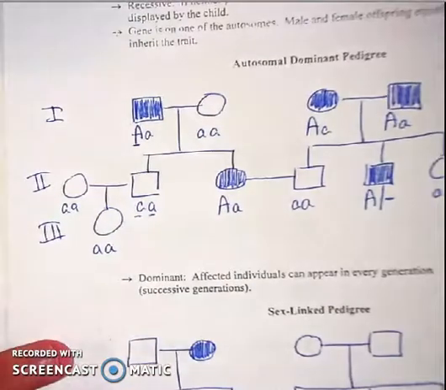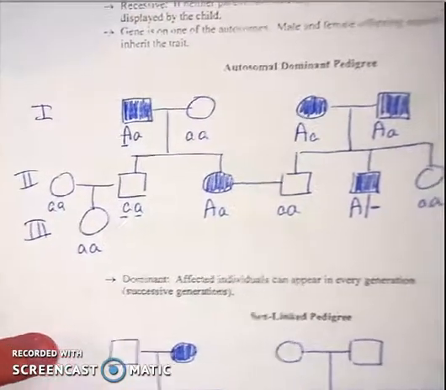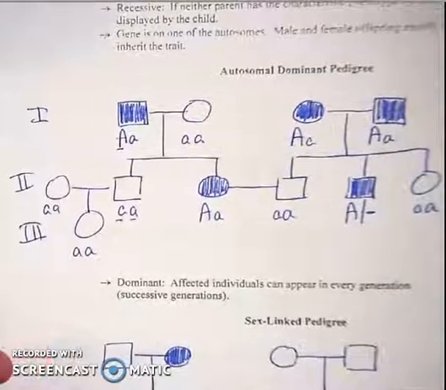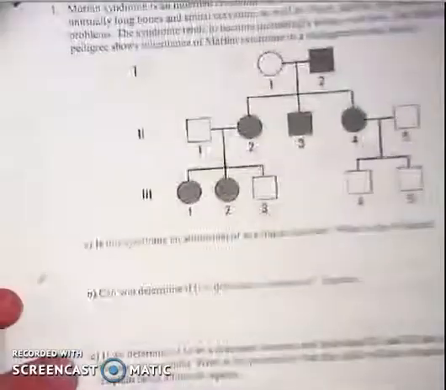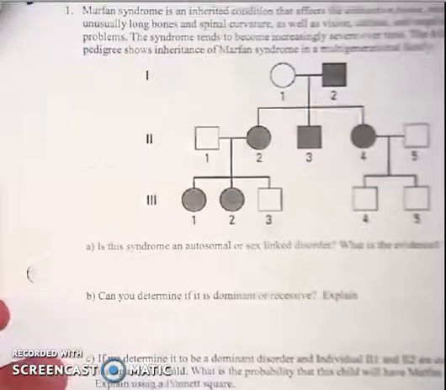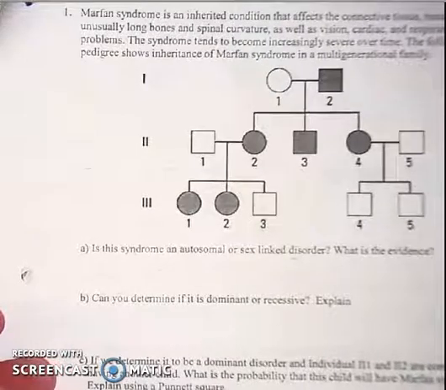So I'm going to create a second video that deals with sex-linked because there is a different mindset that you have to approach. But those would be the autosomal dominant and recessive pedigrees. There are some practices that you can do. So for example, let me find a good one.